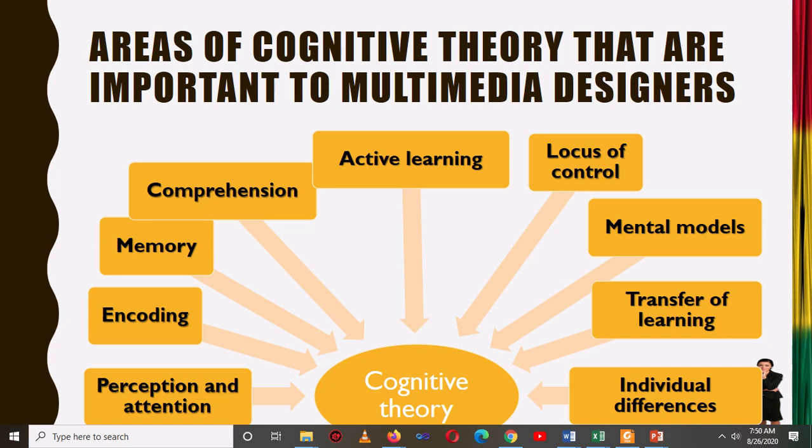Okay, so we are going to consider 9 things from the cognitive theory. We are going to look at perception and attention, encoding, memory, comprehension, active learning, locus of control, mental models, transfer of learning, and individual differences. Okay, let's go.